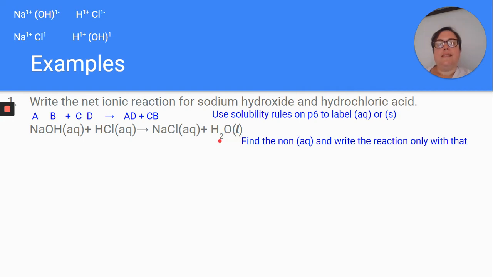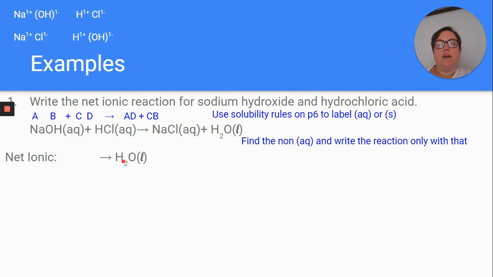Now, this is not a precipitant reaction because we didn't form a solid. So this is an acid-base neutralization reaction. And from your vocabulary, you should know that neutralization means we're going to form water. And so when we write our net ionic reaction, we're just going to have water as our product. That's the one that we pull down for neutralization.